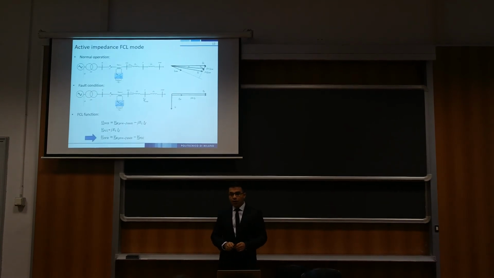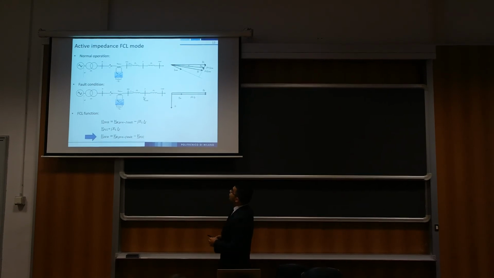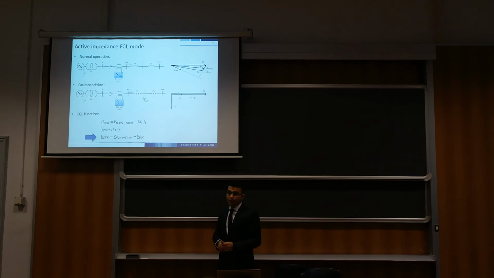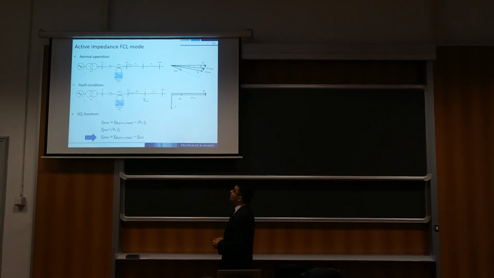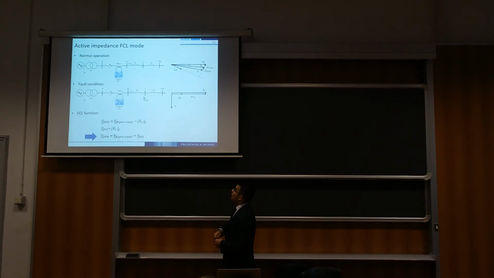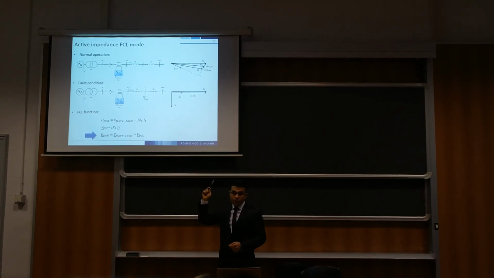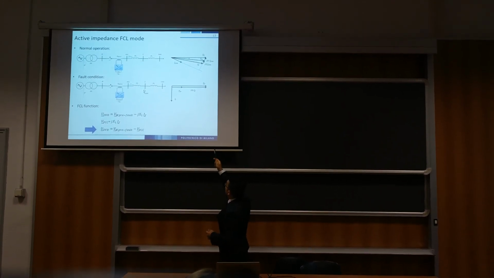Active impedance fault current limiting mode. Let's consider the normal operation condition for the same previous network. In order to facilitate the discussion, the feeder is assumed lossless and the short circuit impedance of the injection transformer is neglected. Then a fault occurs downstream of the DVR at the location of F, which is a random location downstream of the DVR. You can see the phasor representation of voltages and current in the picture.